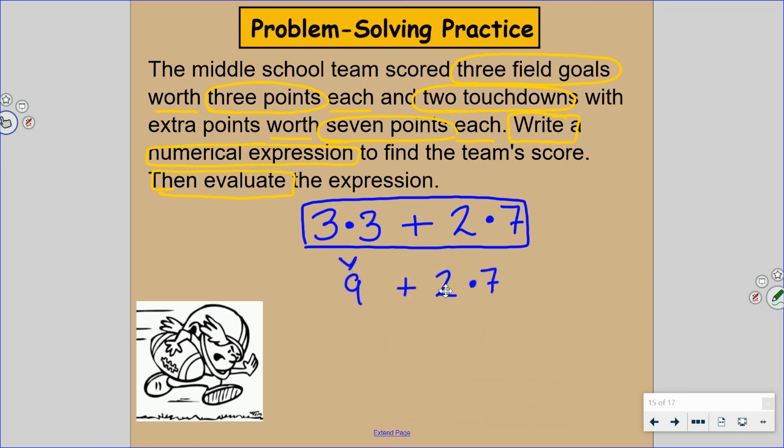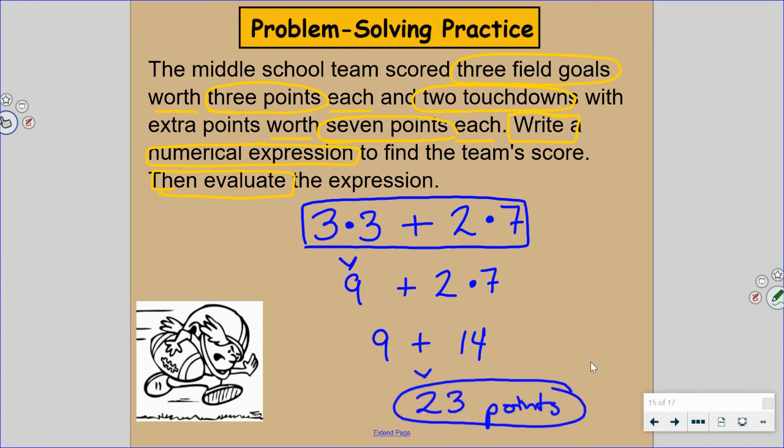Don't add 2. There are no 2 points in this problem. We're not adding 2. We're adding 2 sets of 7 points. We're adding 2 sevens, which is naturally 14. And now we add the points from the field goals together with the points from the touchdowns. We're going to get 23 points total. So that is how you use order of operations for real life problems.